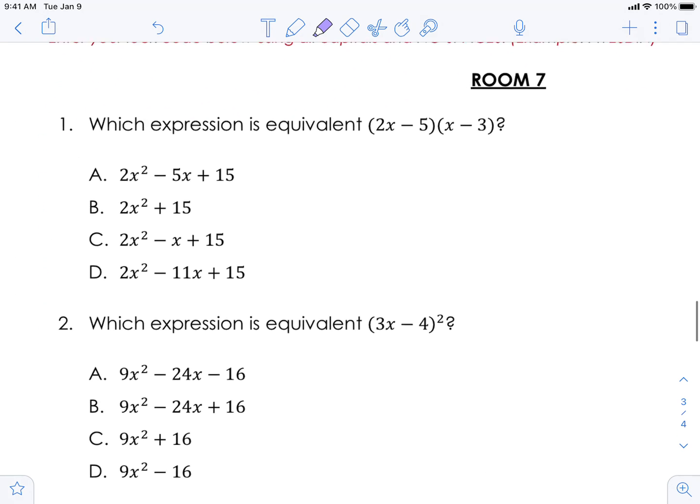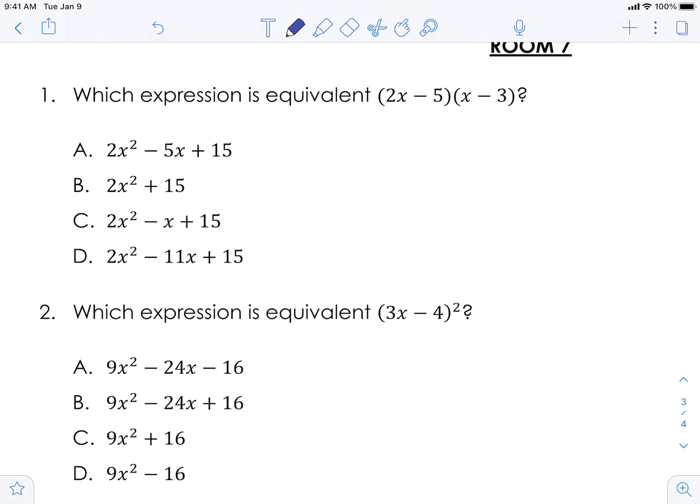Okay, looking at the next part, it says which expression is equivalent. So this is where we're going to draw our box and we're going to multiply.